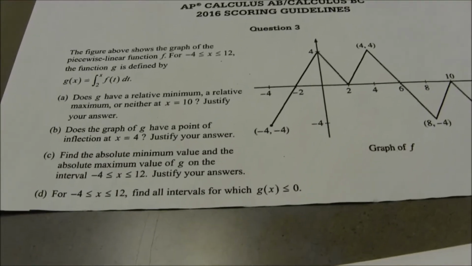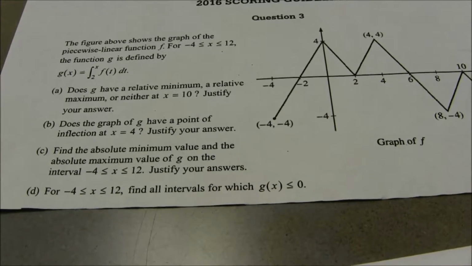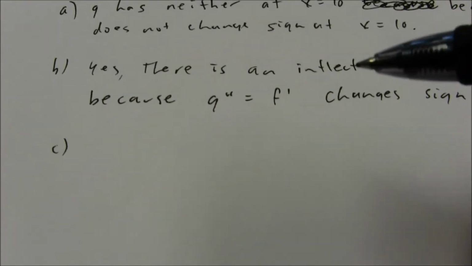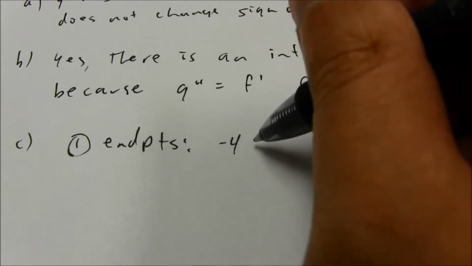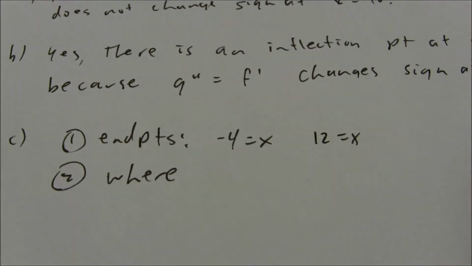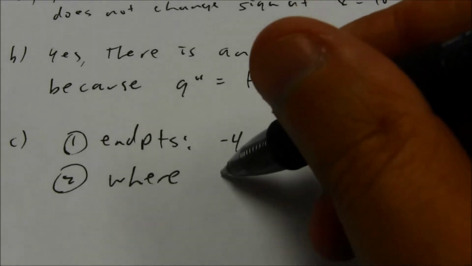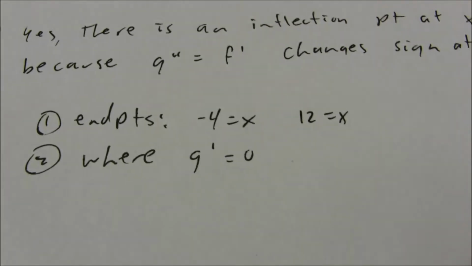Part C asks us to find the absolute minimum value and the absolute maximum value of g on the interval between -4 and 12. It wants me to justify my answers. Okay. Remember that relative maximums and minimums happen at the endpoints of the interval, which of course in this case is going to be -4 for x and 12 for x, or where the derivative of the function, and keep in mind we're talking about function g here, where the derivative is equal to 0 or undefined.